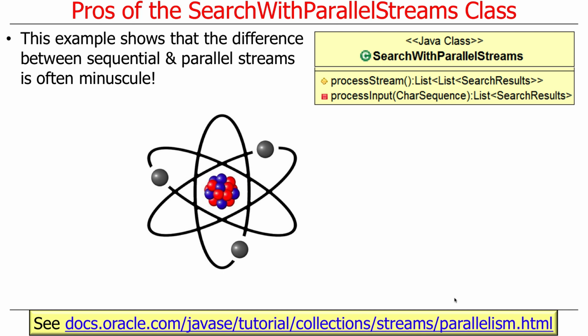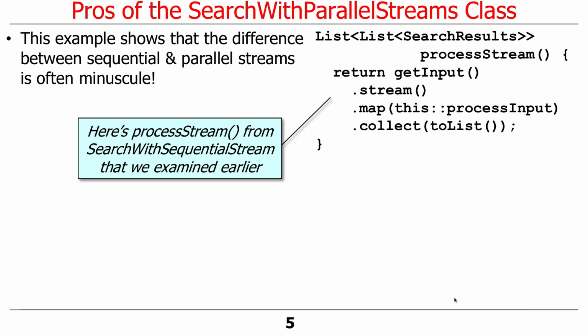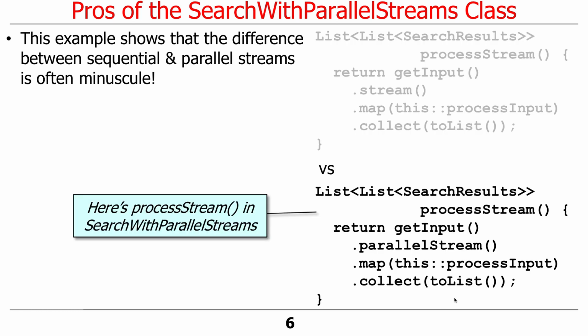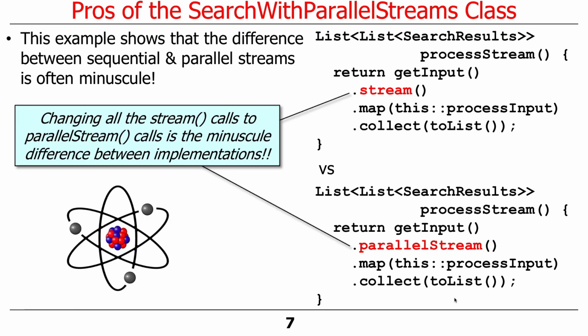So what are the good things? The good things are that it's really, really common. The code is almost identical. In particular, this is what the sequential version looked like for process stream. This is what the same identical code looks like for the process stream for the parallel version. Notice the only difference is .stream to .parallelStream. That's the power of streams.